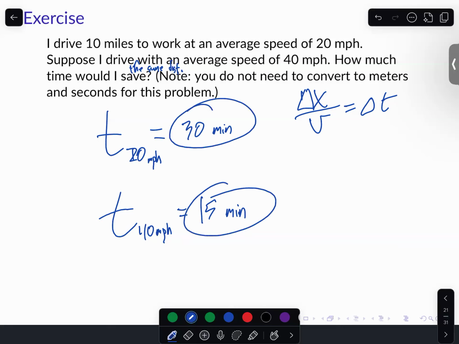I find the time to go at this speed. I find the time to go at that speed. How much time did I save? 15 minutes. I'll give you a problem like this in the homework. Make sense? Easy peasy?